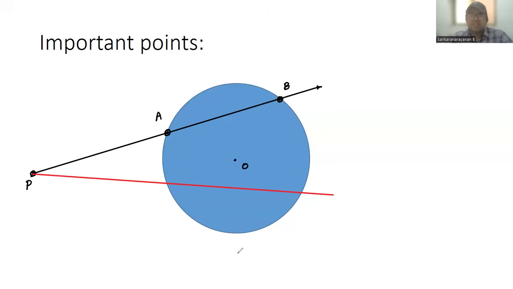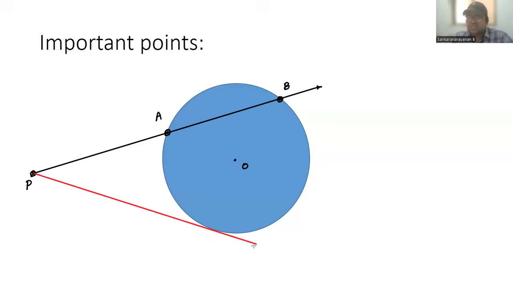Let us consider a secant PAB, which is going that way, as you can see. Now I'm going to draw a tangent. Let me consider the tangent, say PT. It's just touching the circle exactly at one point, that is this point T. Now here also we have a result.